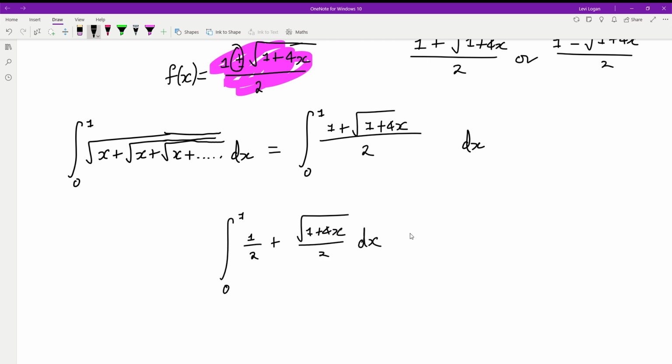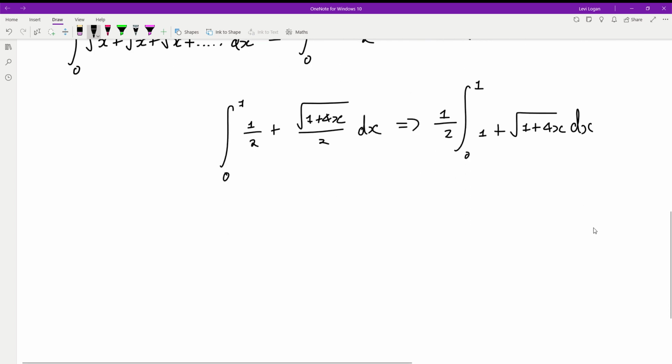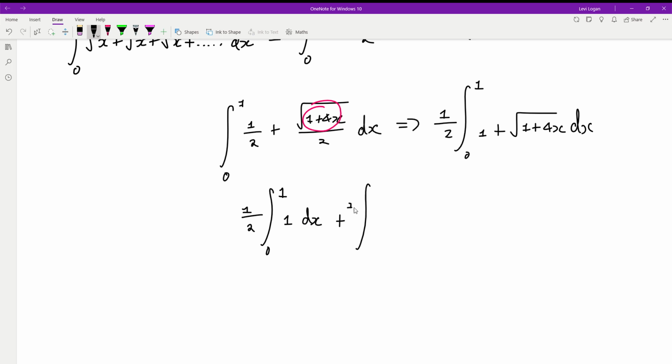Or if you wanted to, you could take the half out the front, so you can have a half of the integral of 0 to 1 of 1 plus the square root of 1 plus 4x dx. Okay? So, integrating 1, you're going to have a half, and that's going to be x. Integrating this guy here, we're going to do a substitution pretty much. So, let's just break this up again into a couple more integrals. So, we'll have a half integral from 0 to 1 of 1 dx plus this integral here with a half as well from 0 to 1 square root of 1 plus 4x dx.